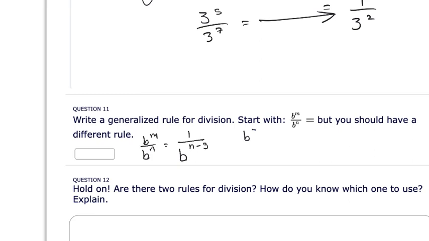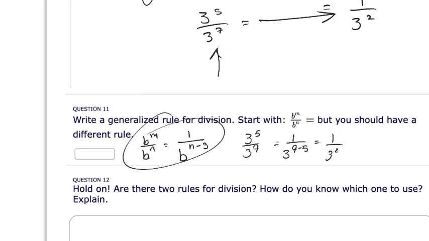And so when we had b to the 7th over b to the 5th, I guess these were 3's, it'd be 3, oops, flip that around, do it the exact way we have it up here. 3 to the 7th over 3 to the 5th, if we did it upside down again. There we go. We get 1 over 3 to the 7 minus 5. 1 over 3 squared that way. Okay, so here's our rule for division.